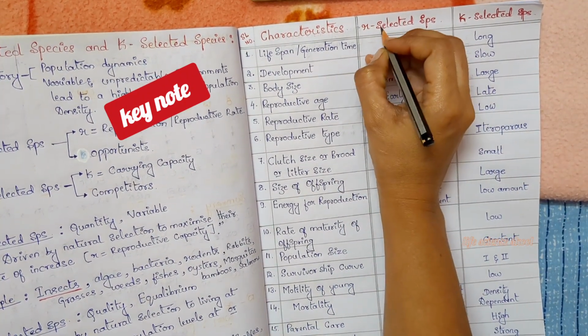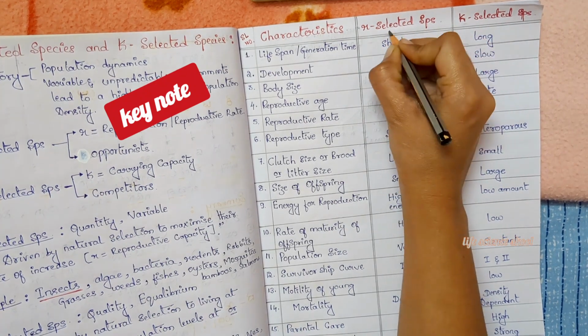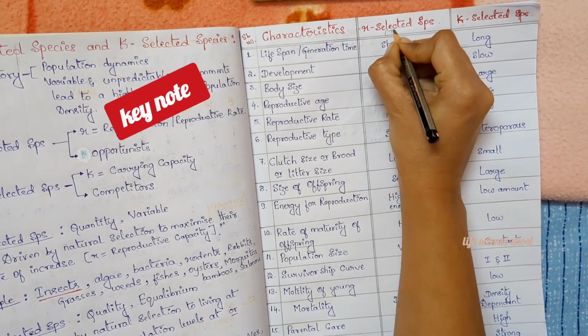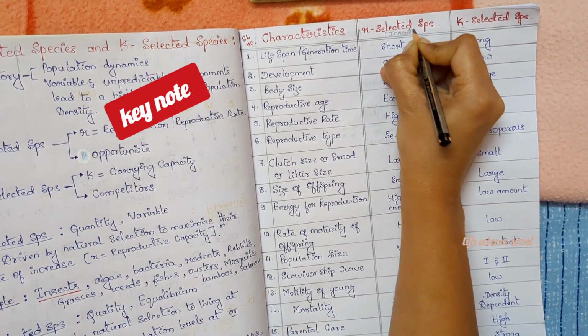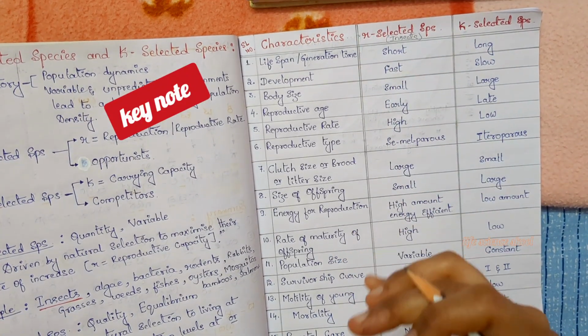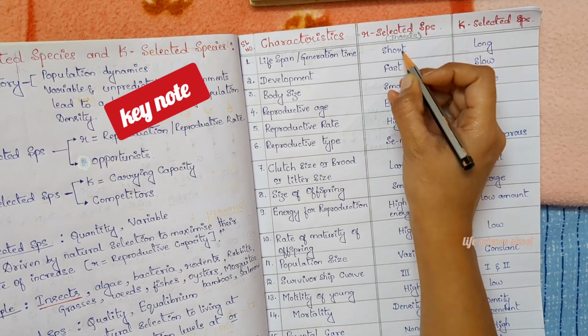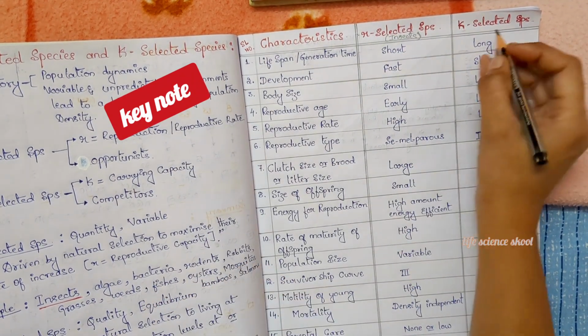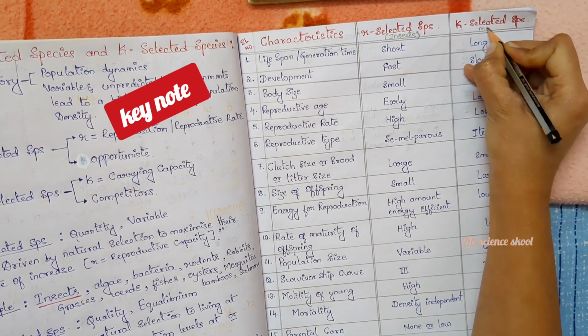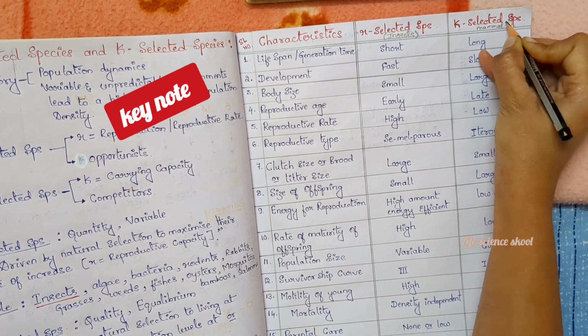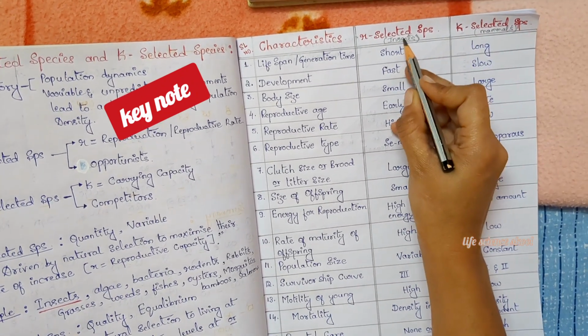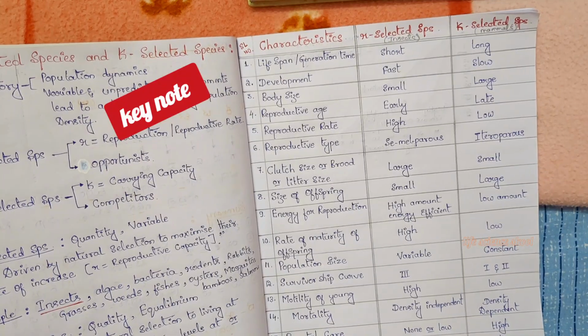When you hear r-selected species, you should remember an example, that is insects. Quickly take this example in your mind: r-selected species, insects. Then K-selected species, mammals. You can take the example of humans as well. So these two you should remember.